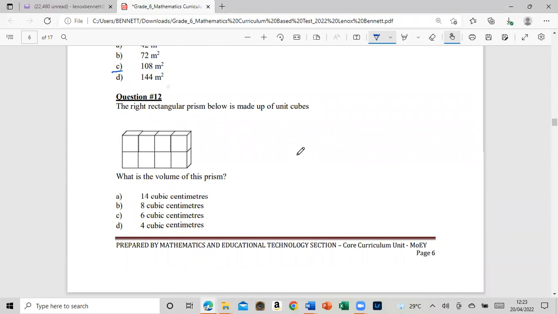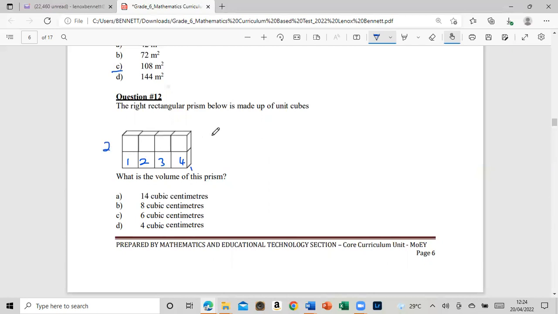All right. The right rectangular prism below is made up of unit cubes, and it says what is the volume of the prism? All right. Very nice question. Let us see what is the length. So we have 1, 2, 3, 4, and the width is just 1 unit. All right. So let's check the height now. 1, 2. So the height goes up by 2.